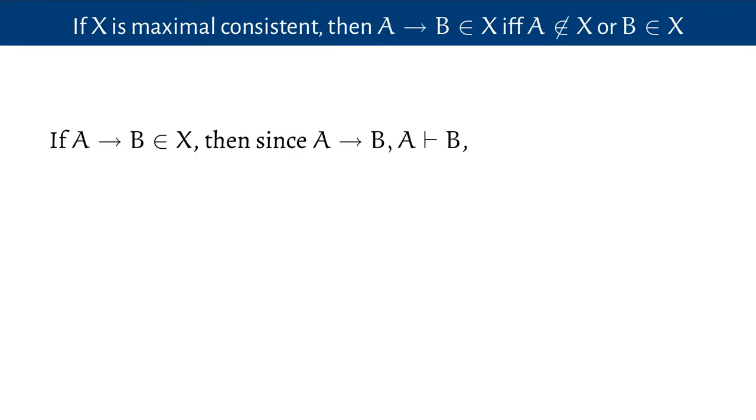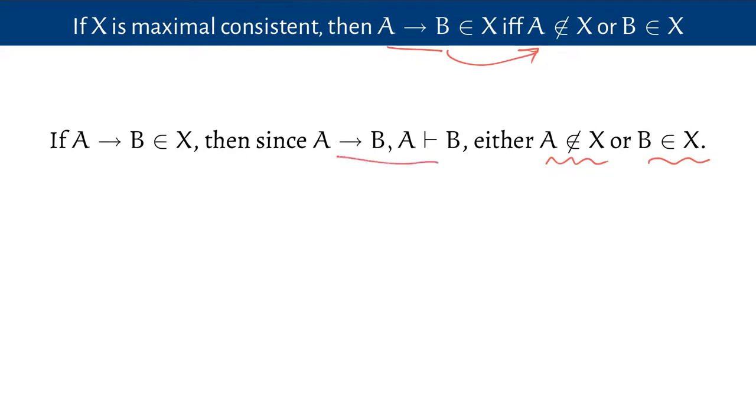Let's do the conditional rules too. If X is maximal consistent, then if A implies B is in the set, then since A implies B and A can prove B, that's just conditional elimination, it's a one line proof, then because that's true, if A implies B is in the set, then either A is not in the set, or if A is in the set, B is in the set too, which means either A isn't or B is, which is what we wanted for the conditional condition. That's going from left to right of that if and only if here. So we know that if A implies B is in the set, either A isn't or B is. Now let's do it in reverse.